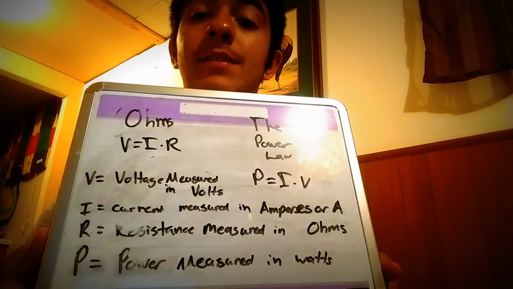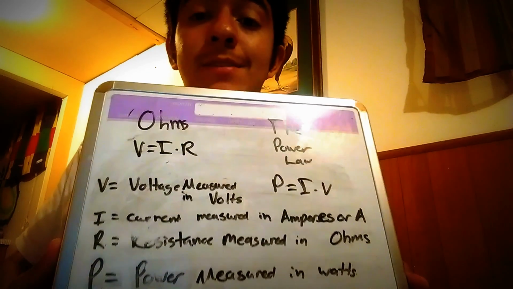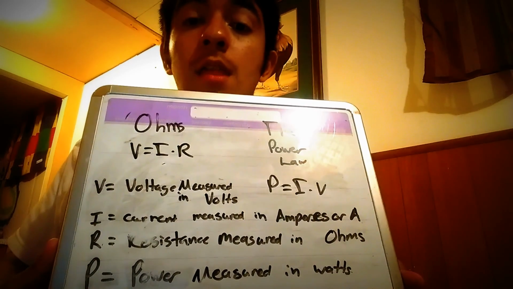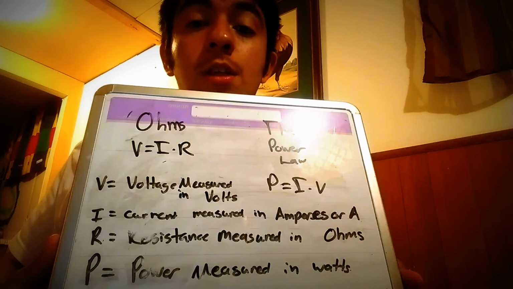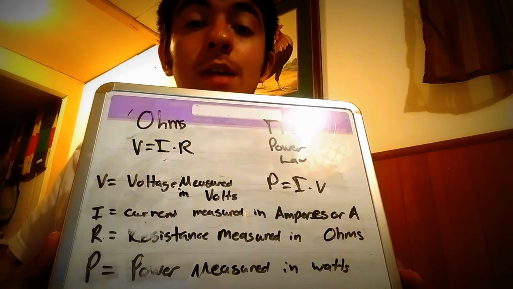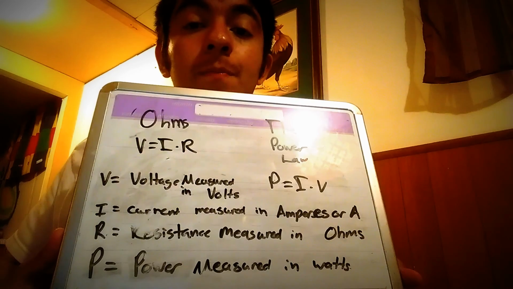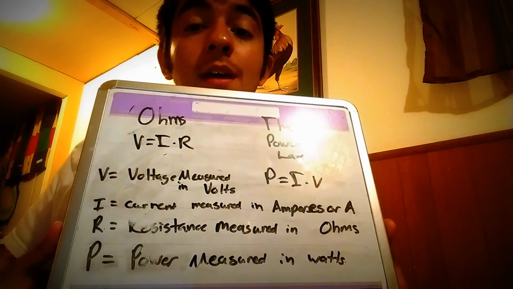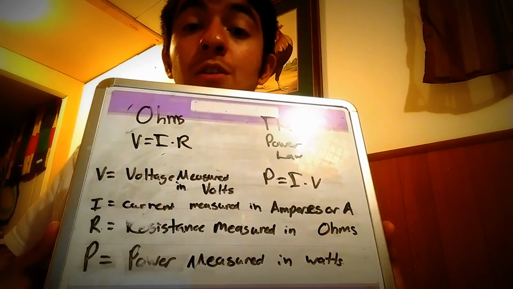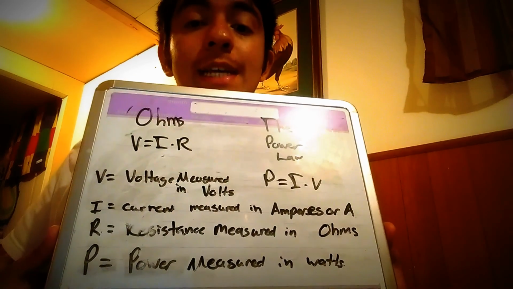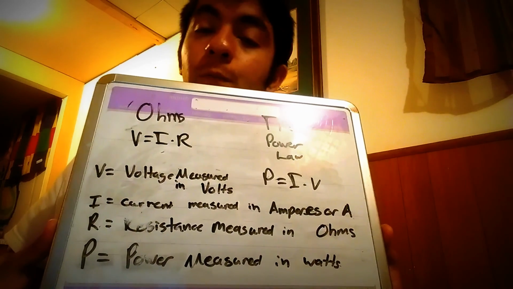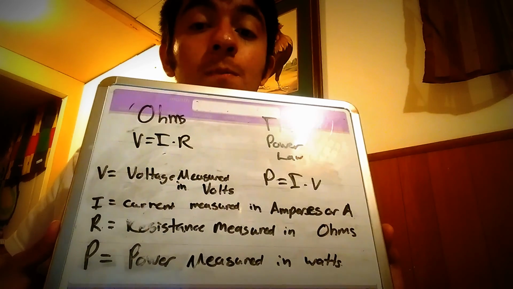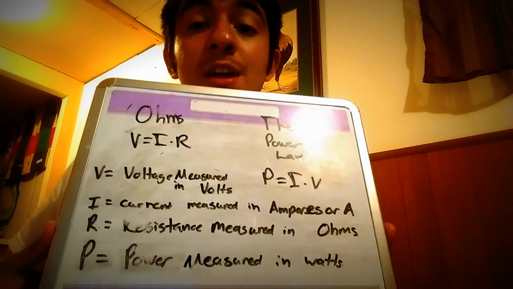There are two equations that are used to calculate electricity. One of the formulas is Ohm's law, which is V equals I times R, or voltage equals current times resistance. The other is the power law, which is power equals I times V, or power equals current times voltage. V, or voltage, is measured in volts. I, or current, is measured in amperes, or for short A. R, or resistance, is measured in ohms, and P, or power, is measured in watts.